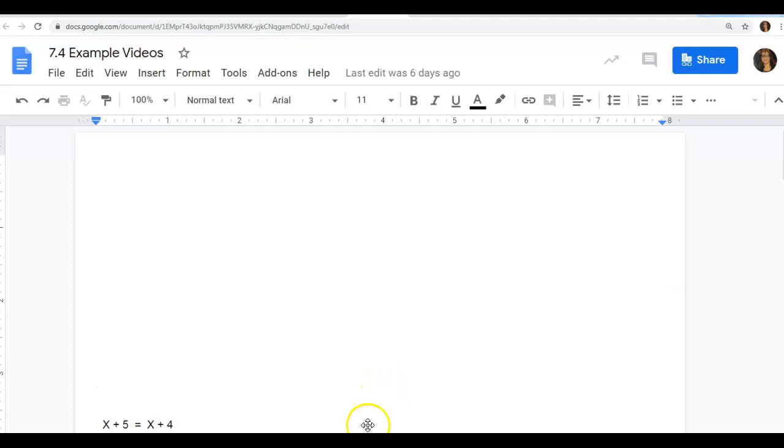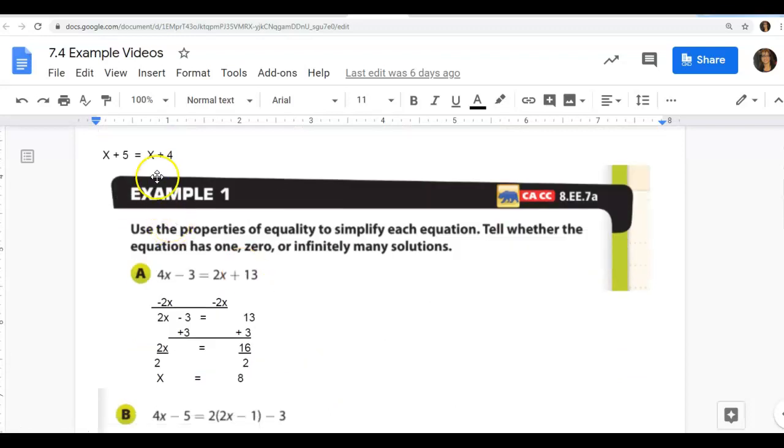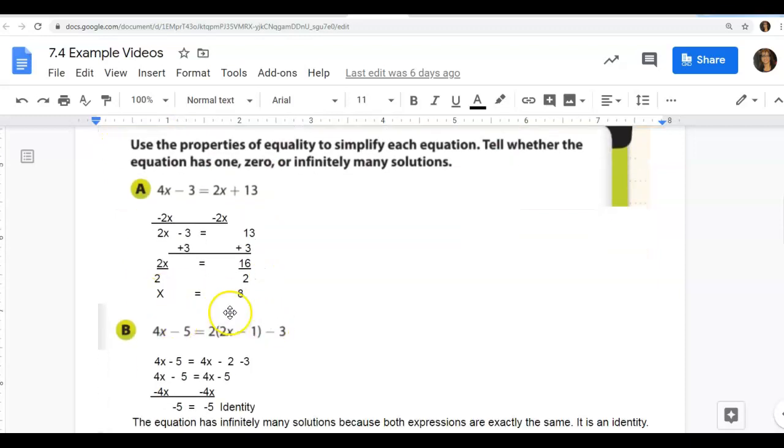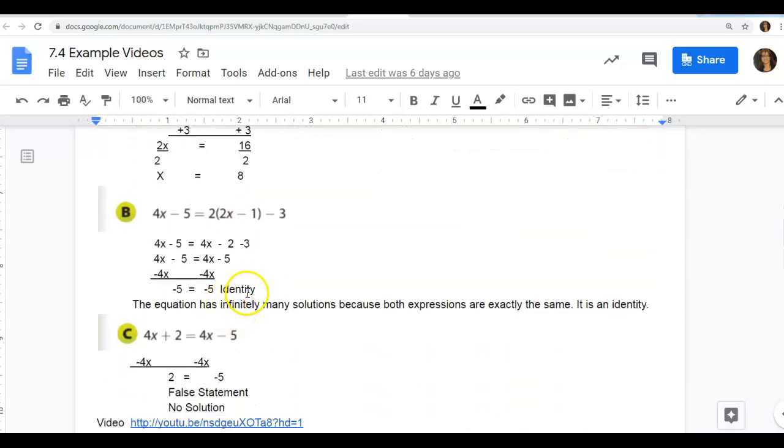On that math talk, we had x plus 5 and x plus 4, and they were equal. There's no number that you can add 5 to or add 4 to and be the same, so this one has no solution. There are some equations that have only one solution, and then there's those that have infinitely many. So this one we had that it had infinitely many solutions.